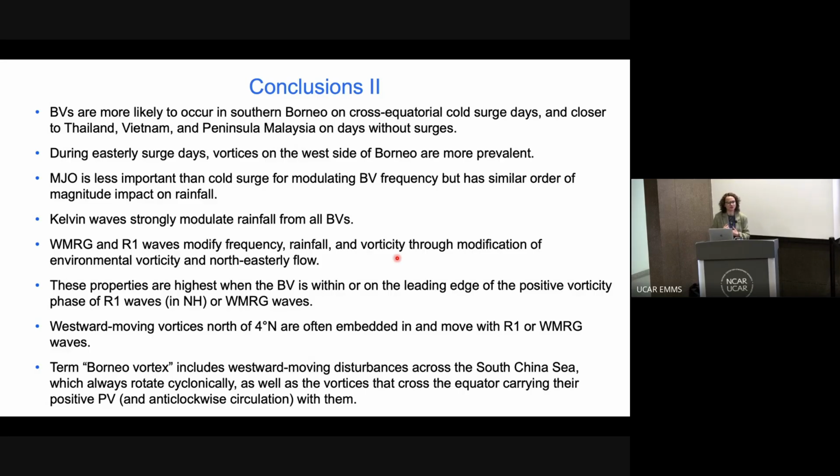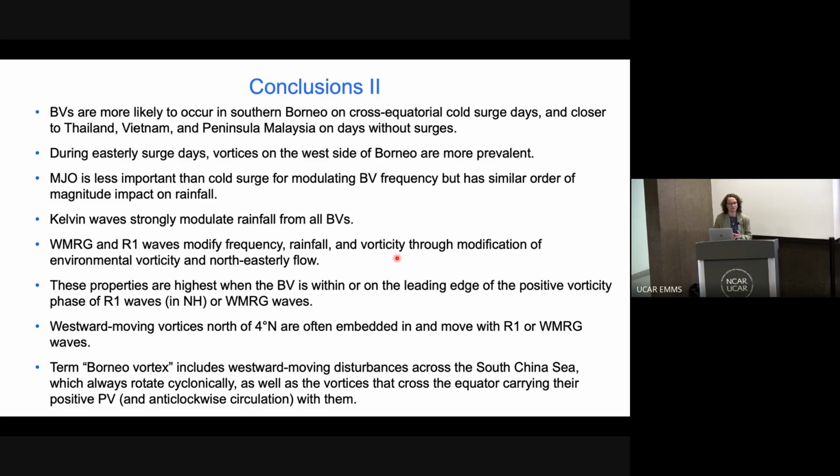We've seen that the MJO is not so important at modulating many quantities of the Borneo vortices, but it does have an impact on the rainfall. When it came to equatorial waves, the biggest impact on the rainfall was from the Kelvin waves. It was the mixed Rossby gravity waves and the n=1 Rossby wave that strongly modify the frequency, the rainfall, and the vorticity, because they're modifying the environmental flows in that region and also the relative vorticity.